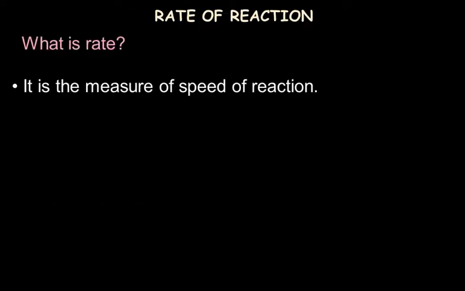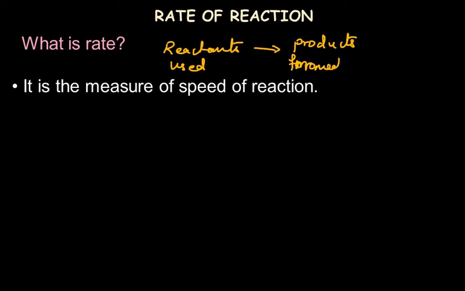Rate is a measure of the speed of reaction. Now, when we say a reaction is going on, then we have reactants which get used up. So when reactants get used up, there is a decrease in their concentration, and when reactants change to the products, the amount of products, that is the concentration of products, increases, that is the products are formed. So let's understand how we can use this to measure the speed.